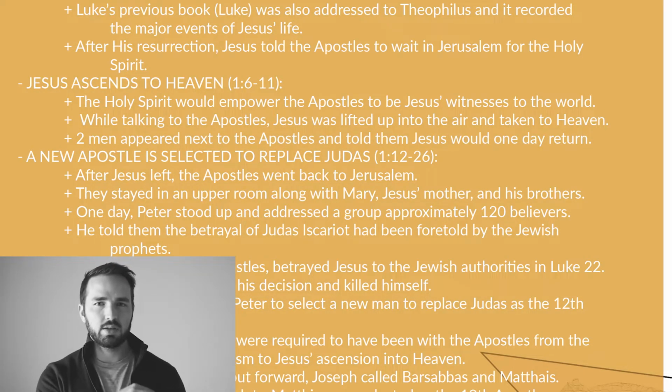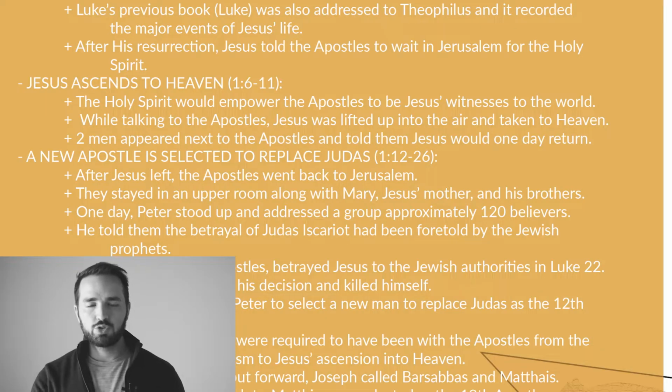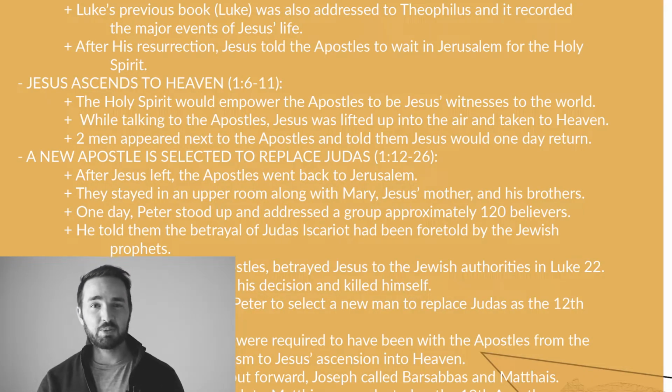And those 2 men who we talked about earlier, who were dressed in white robes, they appeared next to the apostles. And they asked the apostles what they were looking at, and they told them that one day Jesus would return in a similar way to the way that he had left them.